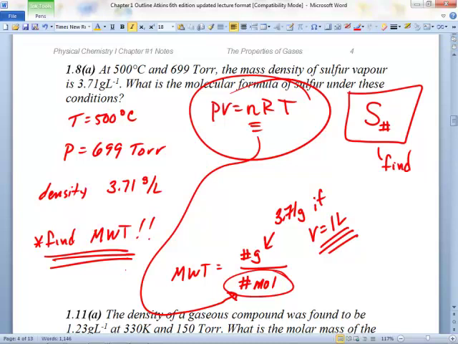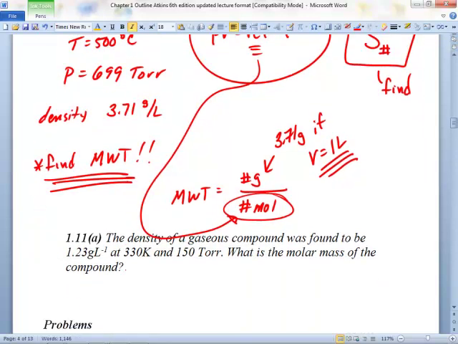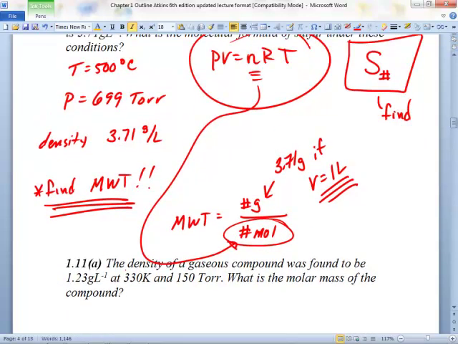Okay, are you comfortable with 1.8? It looks like something similar, doesn't it? Because they tell us the density. I think you're right. Just assume what volume? 1 liter. Then you know the number of grams. Use PV equals nRT to get n again. You're right. It's just like the first one. The one above it, I mean.